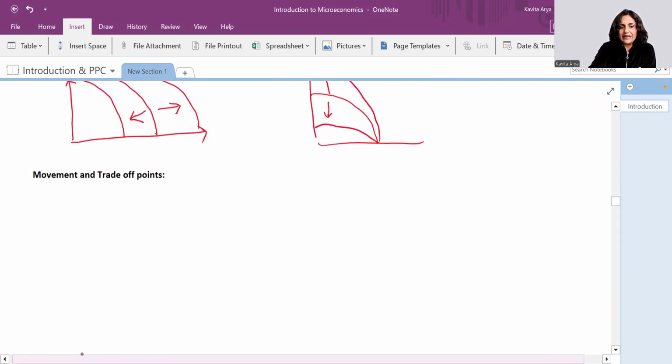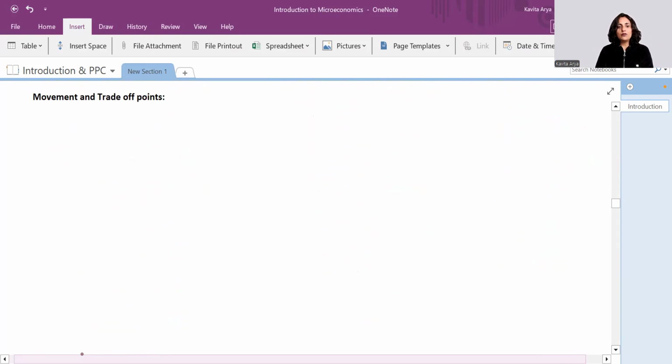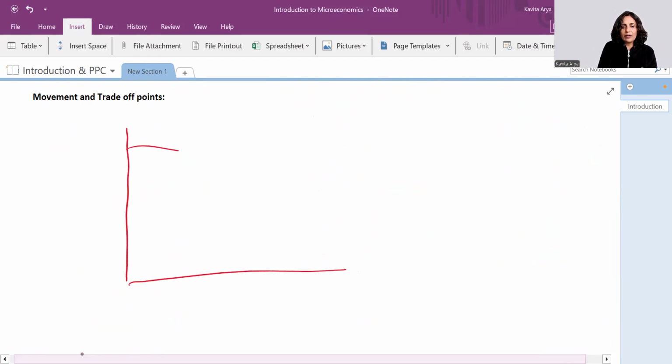And two more related concepts. What do you mean by movement and trade-off points? Listen, whenever we're talking about PPC, PPC is this. It means this nation can produce. This also means the point of reference can be A or the point of reference can be B as well.